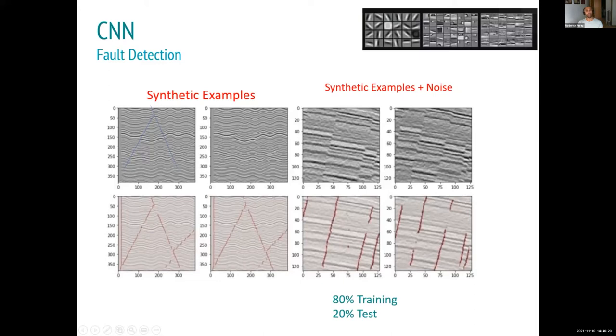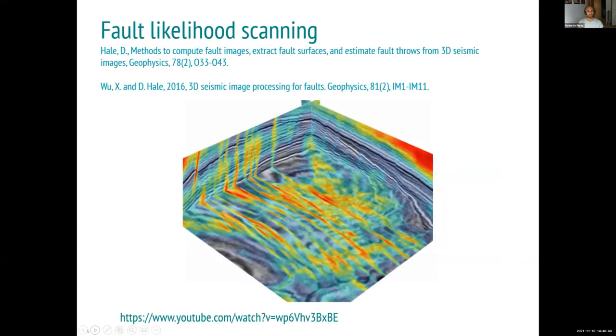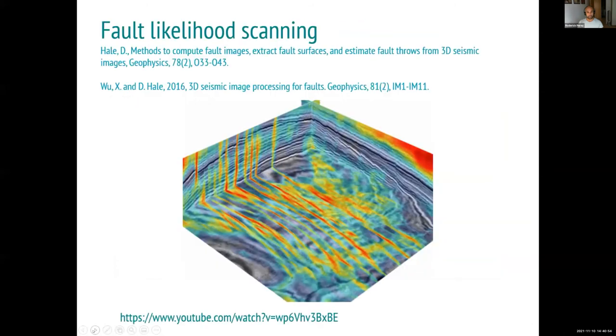And in this case, we need to train our example with a clean data set. And also, because not necessarily all the cases are the same, we need to train our data set with some noise, okay? And this is an example from Ketu Toto, okay? That also did a very good job in this, the Netherlands data set, and the results are very, very nice.